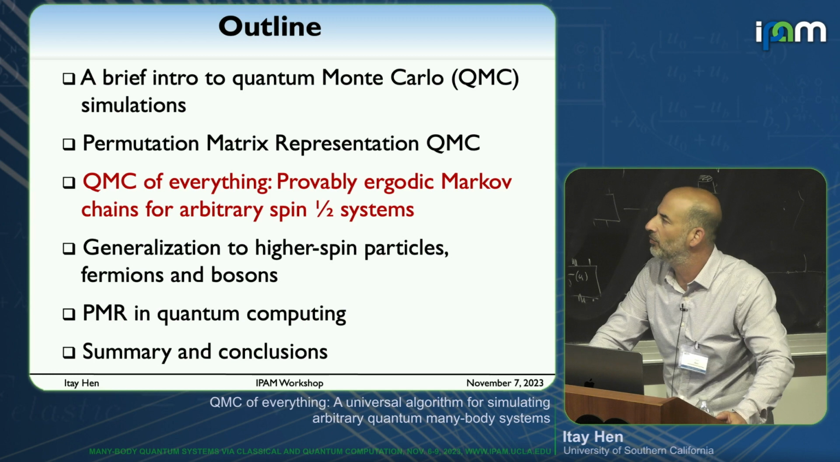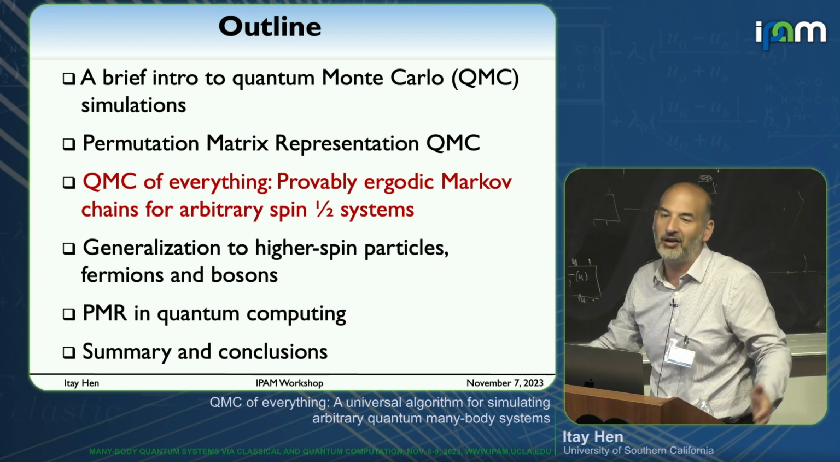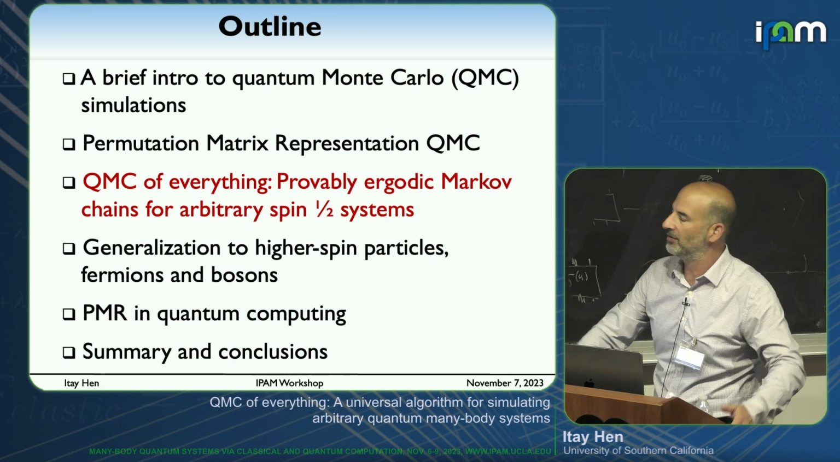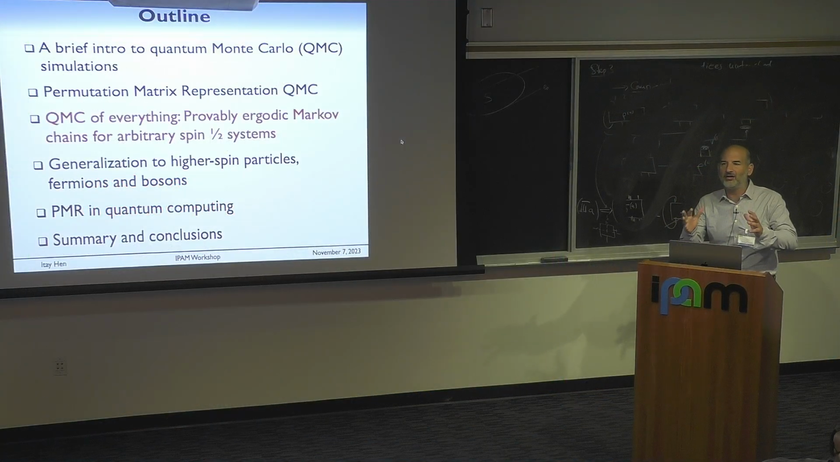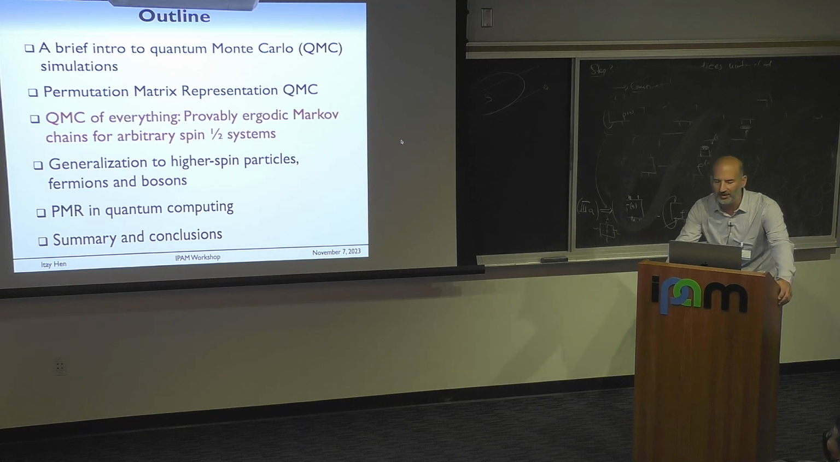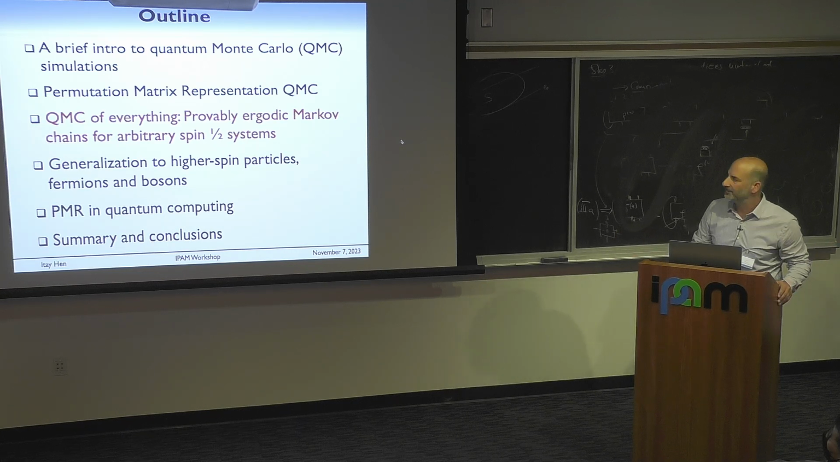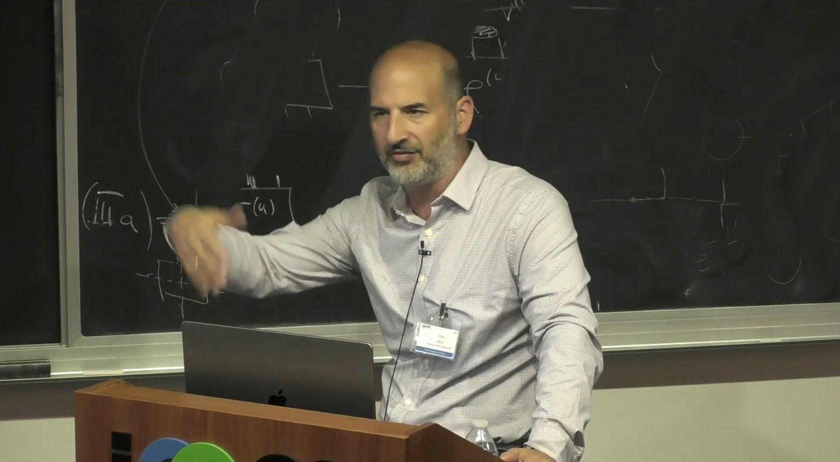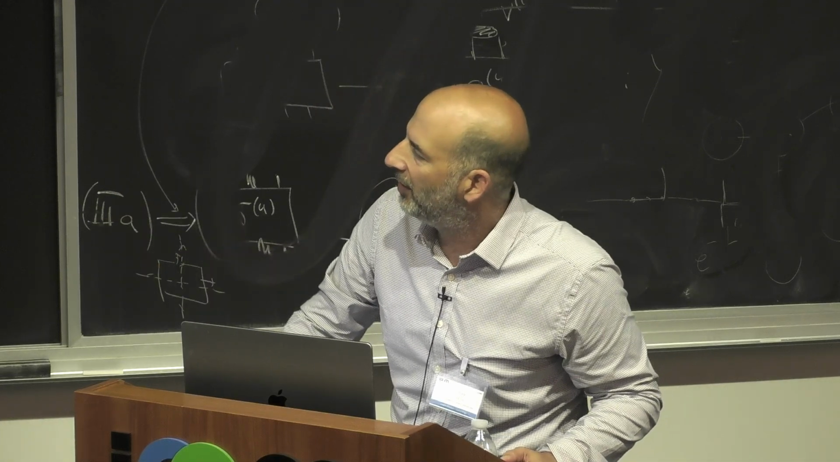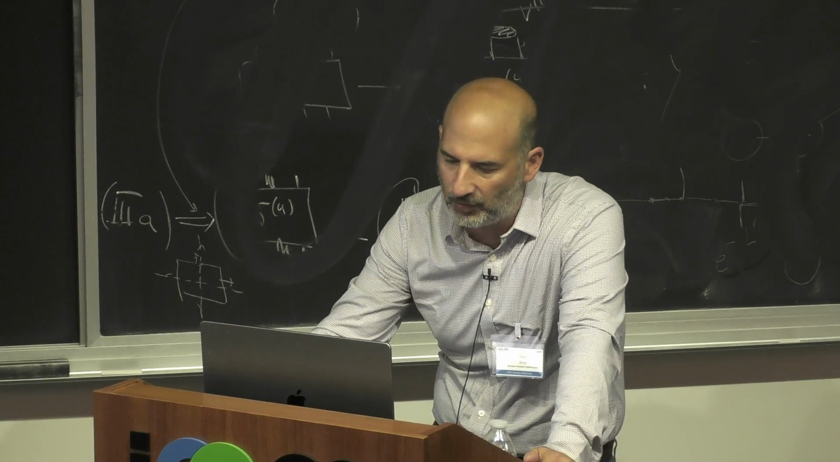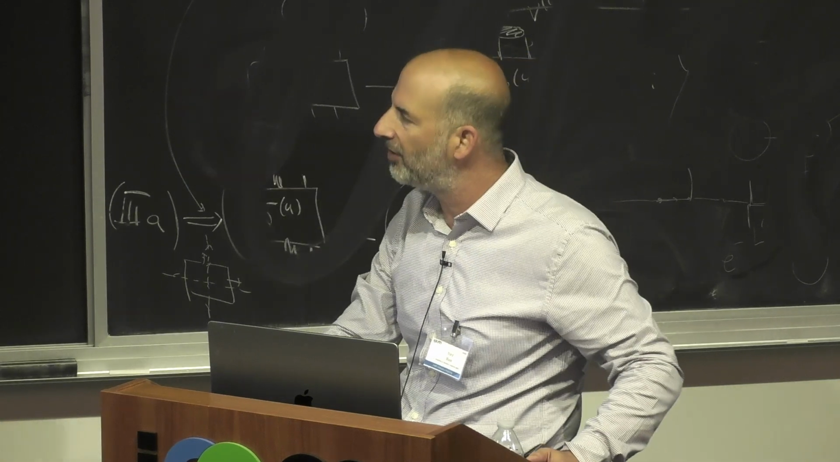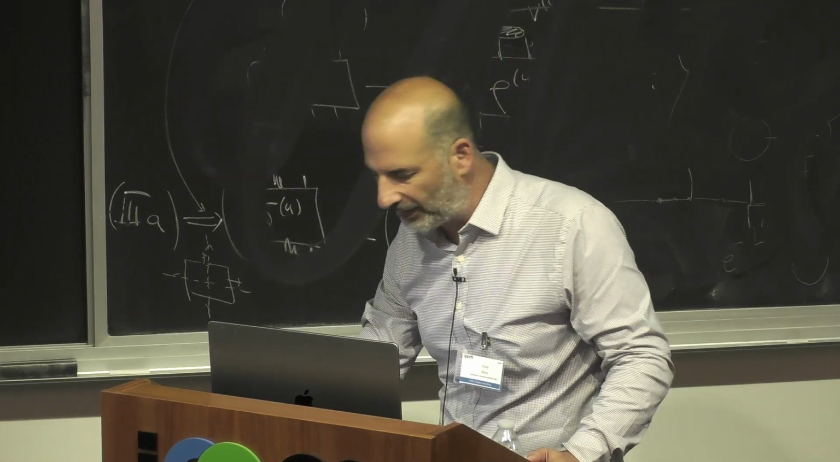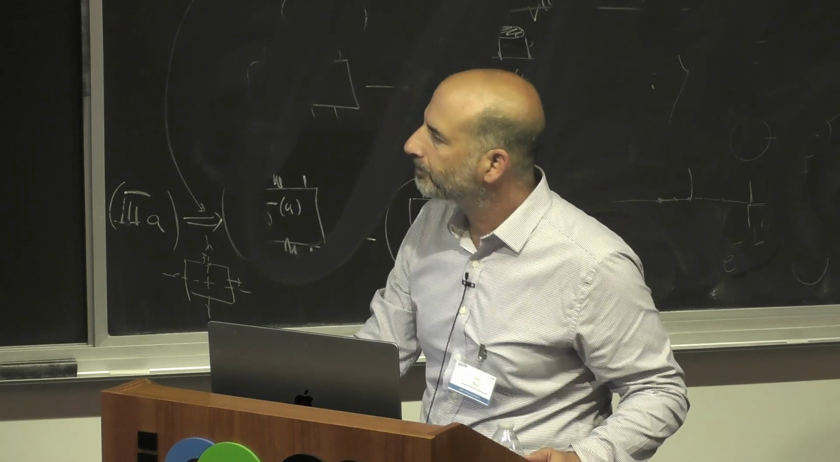And specifically, what I argue that we do is that we can basically, with one algorithm, one piece of code, simulate basically any condensed matter Hamiltonian. So I'll start with spin half systems, and then I'll generalize to higher spins and fermions and bosons. And if I have time, I'll talk about what we can do with this permutation matrix representation in quantum computing, and then I'll give a brief summary.